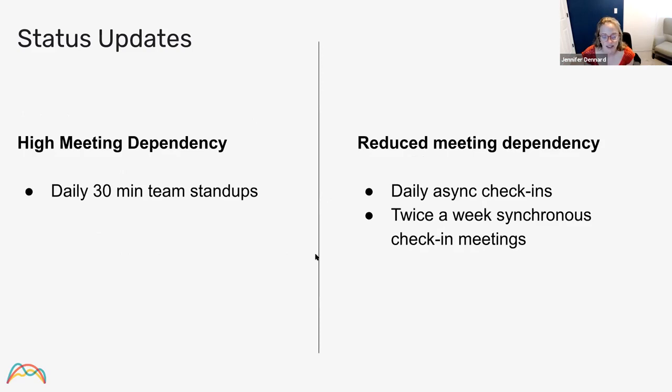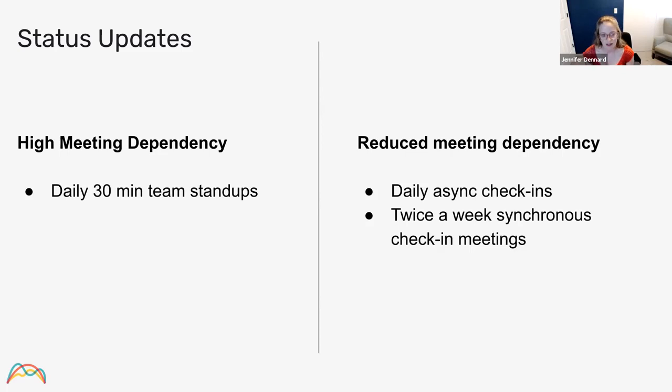And what that looks like is, instead of having a daily 30-minute team stand-up where you're doing both portions together, you can actually do an async check-in that's shared with the team, and then maybe twice a week or even just once a week have a synchronous meeting where you're talking about the blockers and other things that are raised in that status update. And so you're actually cutting your overall meeting time in half, but the level of information and connection there is still the same.